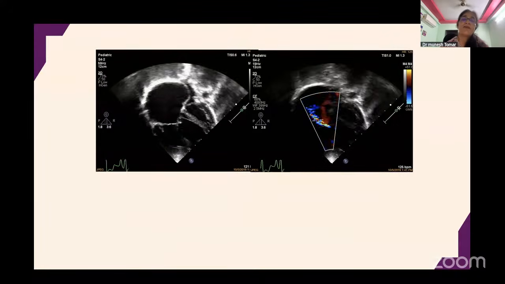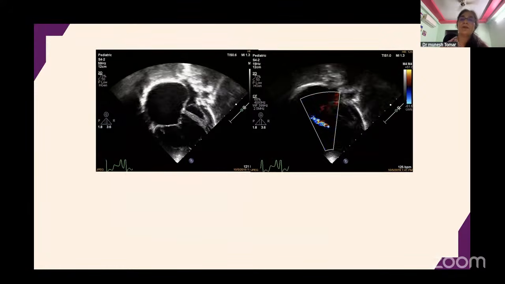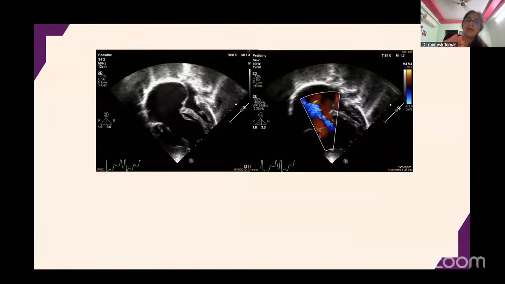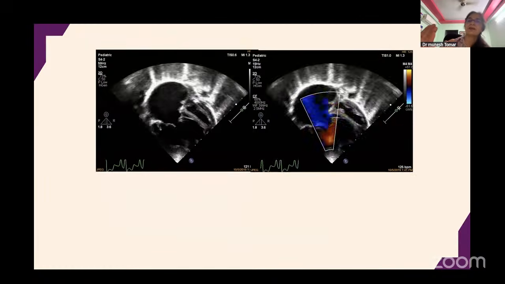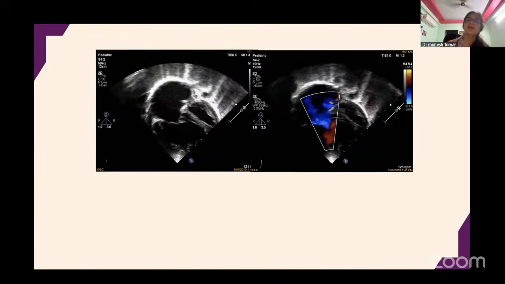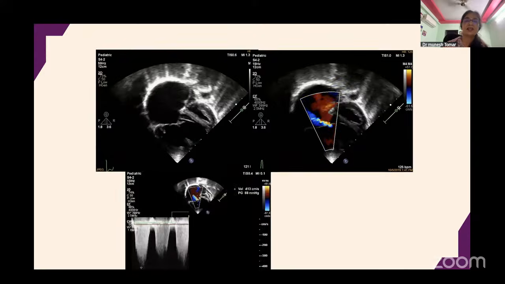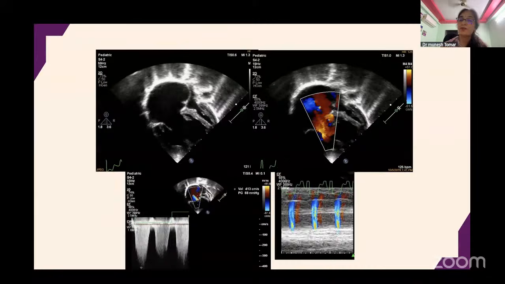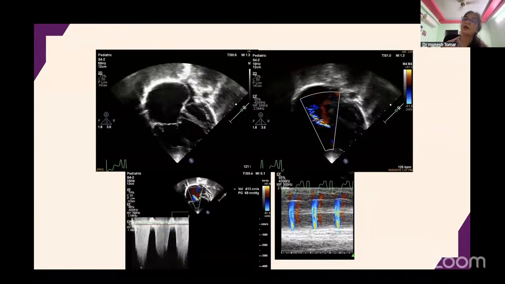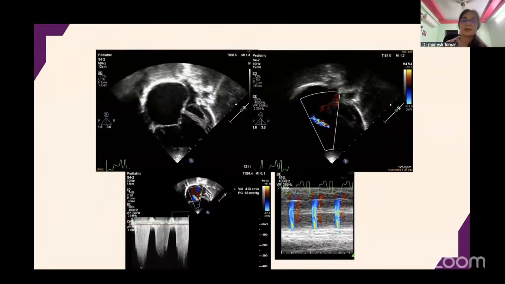This is an echo of a child with TAPVC. Look how bad the heart is. LV is hardly there. It is just compressed by the right ventricle. There is significant TR and severe pulmonary arterial hypertension. Diastolic flow reversal is there again because of the low cardiac output and the high systemic vascular resistance.